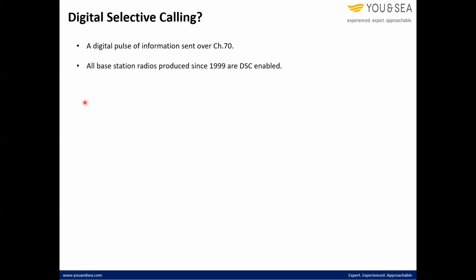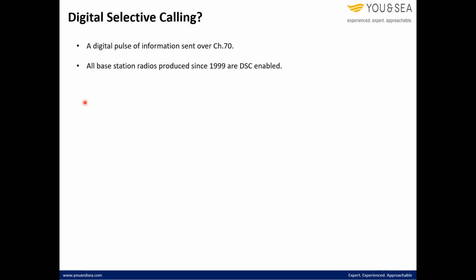You will really struggle now to buy a base station radio, so the two big radios at the top of the previous slide that aren't DSC enabled. The only time you'll ever find them is if you go deep into the bowels of eBay, and then you might find one or two sets, but I wouldn't bother. Go and buy a DSC set.